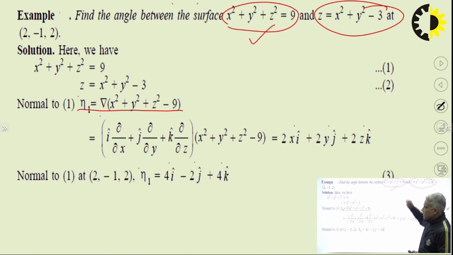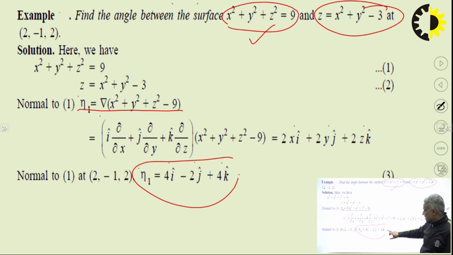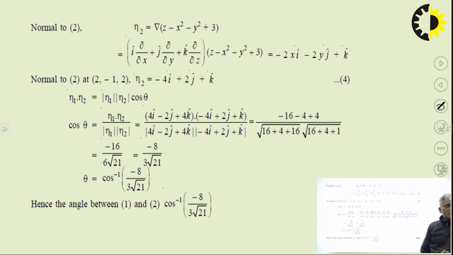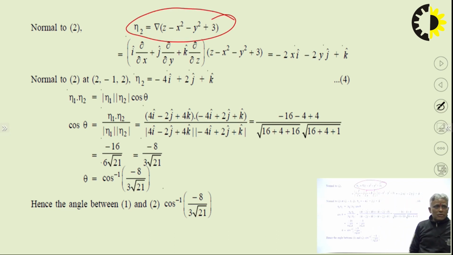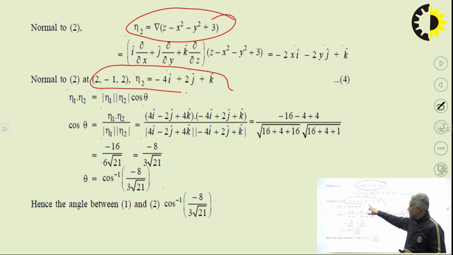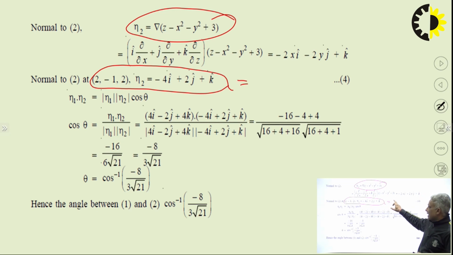This is a surface, and how do we calculate the vector with the help of gradient? So with the help of gradient, the first vector comes out as minus 4i minus 2j plus 4k. Now this is the second surface, considered as phi 2. So how to calculate? First of all calculate the gradient of this surface, and the gradient of this surface at this point will be this, and this is denoted by vector n2. So what will be the angle between the two vectors?